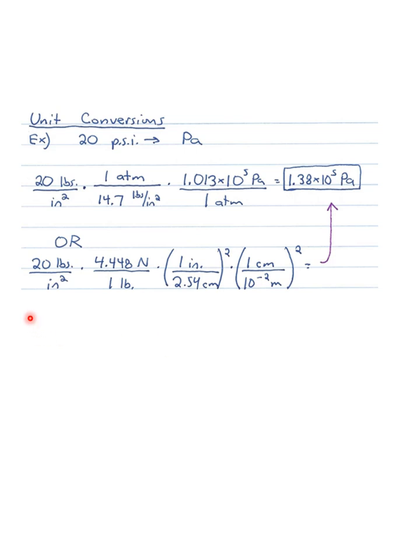Another way to do that same conversion is we can start with 20 pounds per square inch, and then we can first get rid of pounds, turn it metric into newtons, 4.448 newtons over a pound. That'll give us newtons per square inch. Then we'll multiply by 1 inch over 2.54 centimeters, but remember we have to square that. And then we need to get those square centimeters to square meters, so 1 centimeter over 10 to the negative 2 meters. Remember to square that because it's square units. And then you will have newtons per meter squared, which is pascals.